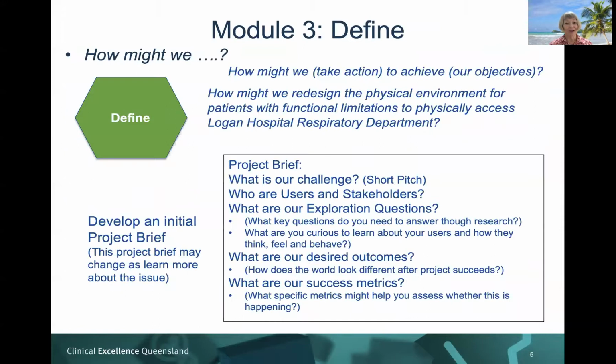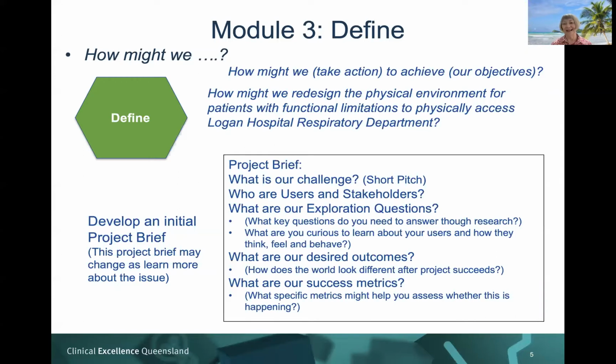So thinking back to Module 3, remember there are two parts here, both define and ideate. So first of all, why define? Well, what's important about define is if we know where we're going, we're more likely to get there. So we usually start off with this whole process of how might we? And really it's how might we do something? How might we take some action to achieve our desired objectives?